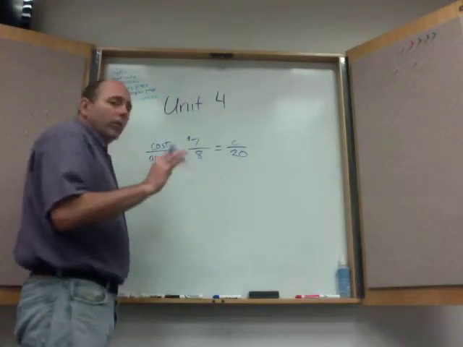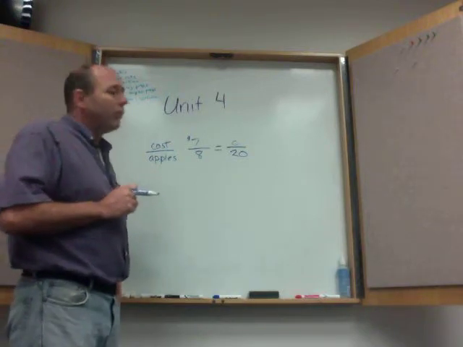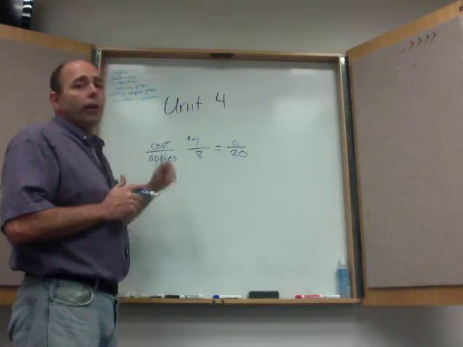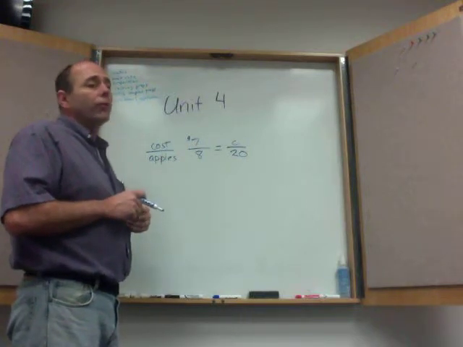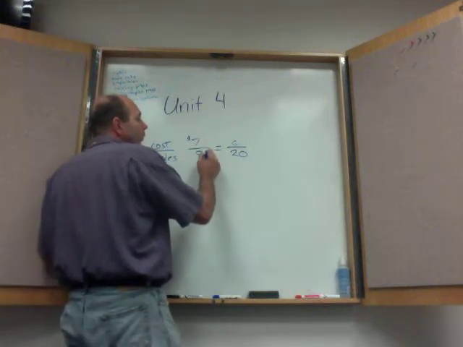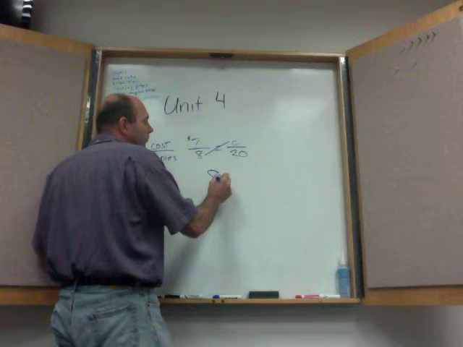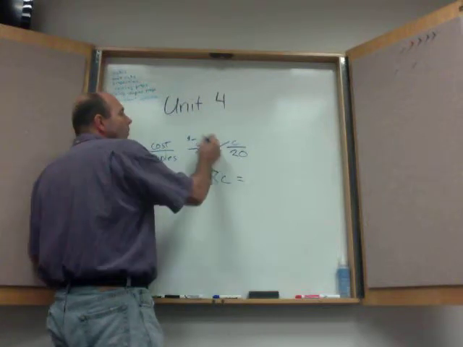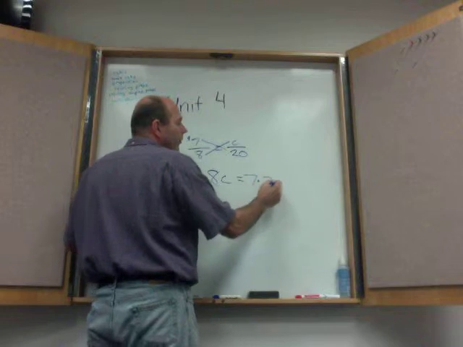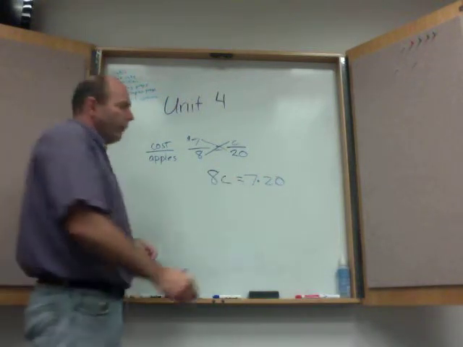Well, the only time in mathematics that I would suggest doing what they call cross-multiplying is when you're trying to solve a proportion. And it's a foolproof way of solving proportions. So what I'm going to do is cross-multiply and say, okay, 8 times C is equal to 7 times 20. 7 times 20 is 140.